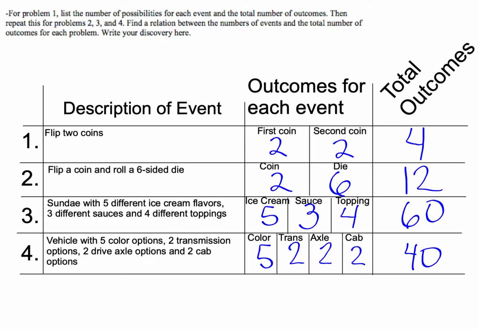So for problem 1, list the number of possibilities for each event and the total outcomes. Then for problems 2, 3, and 4, get that done. Find a relation between the numbers of the events and the total number of outcomes for each problem. Write your discovery here.